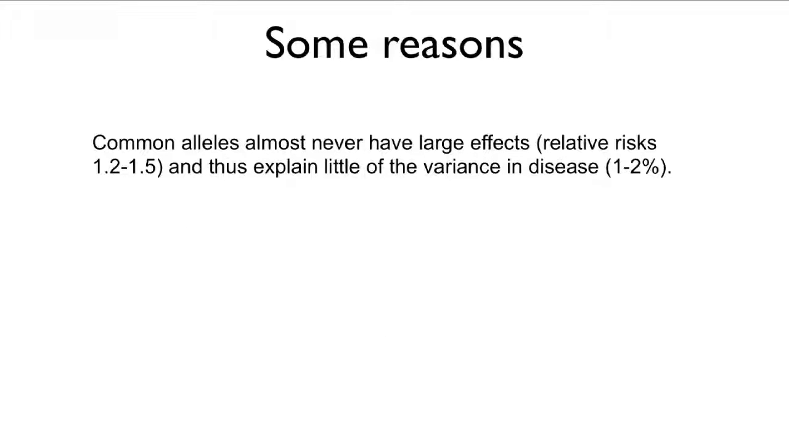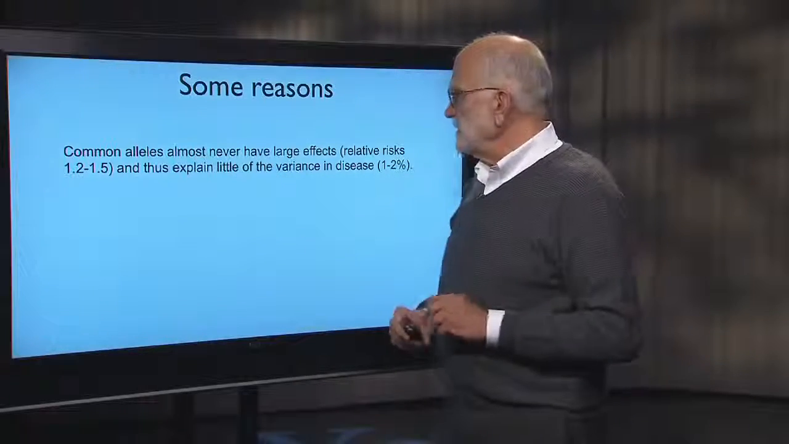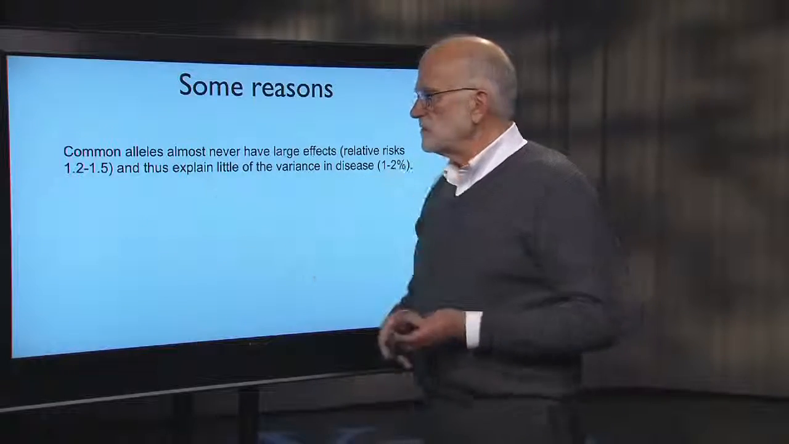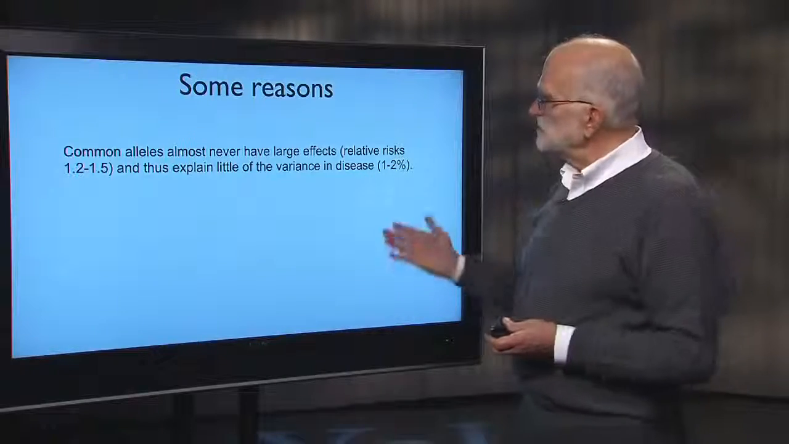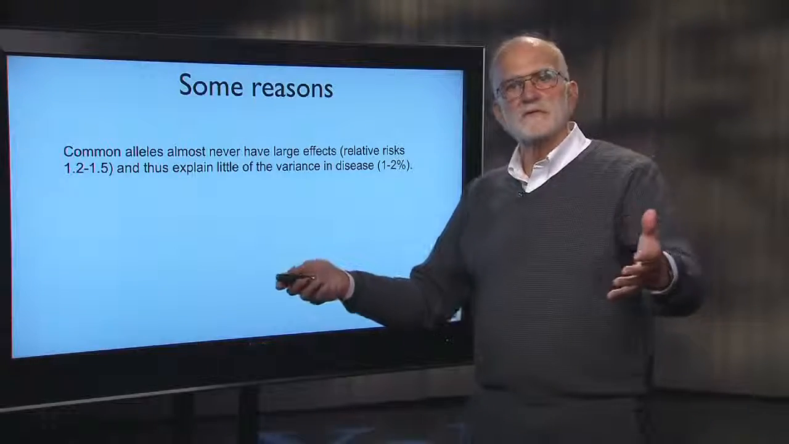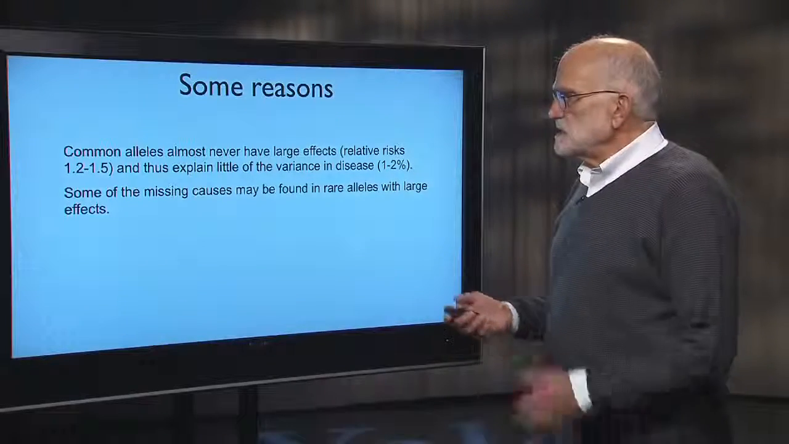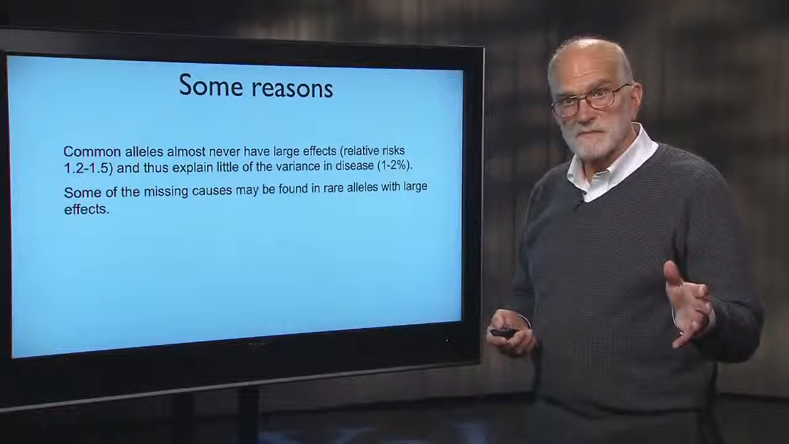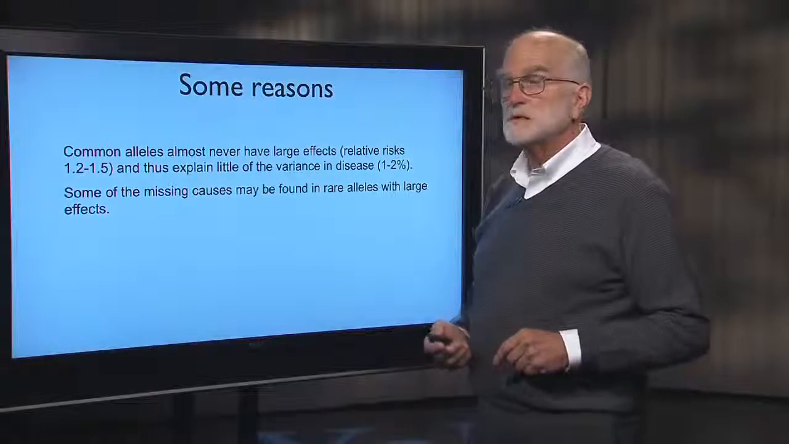One is that the genetic variation that we're looking at in these genome-wide association studies deals with common variants, and they almost never have very large effects. So they have relative risks of about 1.2 to 1.5, and they thus explain very little of the variance in disease in the population. They're explaining 1 to 2% of the variation in how people encounter these diseases. Some of the missing causes might be found in rare alleles of large effect. There are current attempts to do this by sequencing entire genomes rather than looking at single nucleotide polymorphisms.